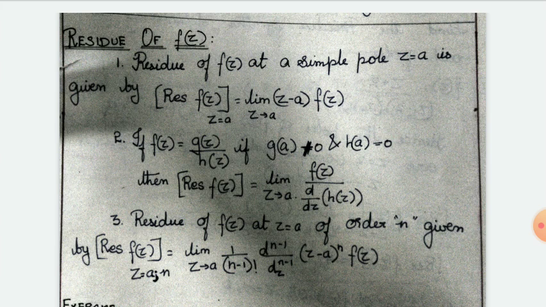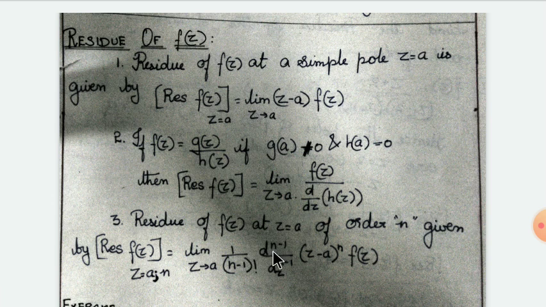And the third type is, suppose the pole is of order n, more than 1, like 2, 3, 4, etc. Then the formula is: residue of f of z at the pole z is equal to a with the order n is equal to the limit as z tends to a of 1 by (n minus 1) factorial, d power n minus 1 by dz power n minus 1.